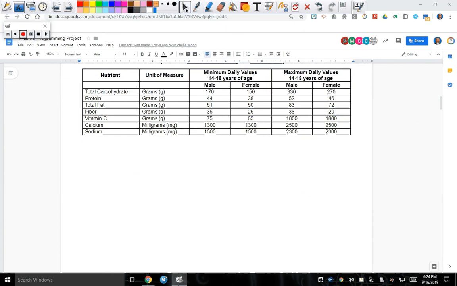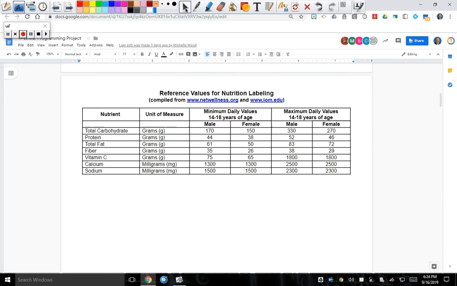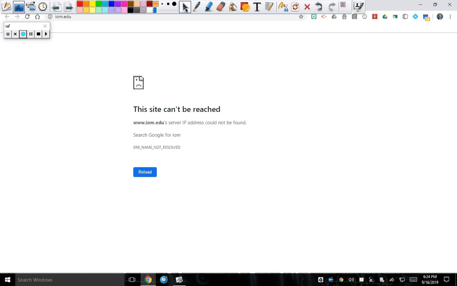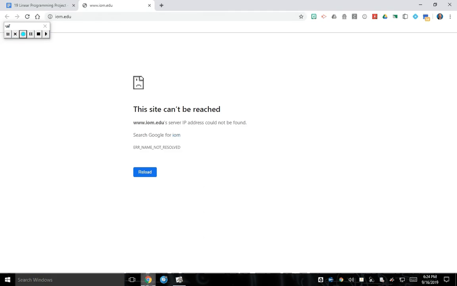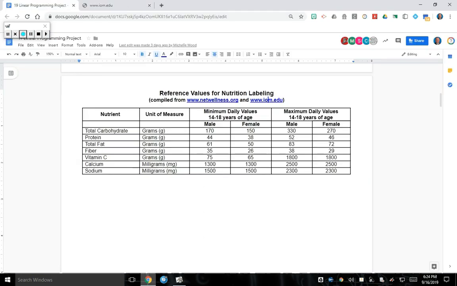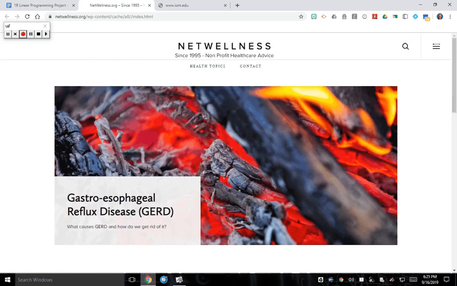All right, so now you can find this form or these labels also. They're compiled from www.netwellness.org, or this other one that you can click on, and you can use direct links from this if you're accessing these from the calendar in Google Classroom. Whoops, I'm not sure why that one is not working, so maybe not on that one, but you can do it from the other one right here. Then you can get the information that you need through the link.